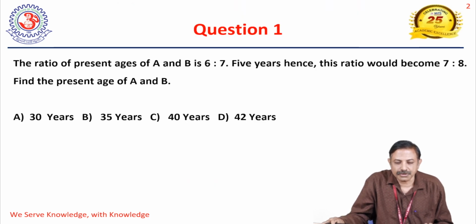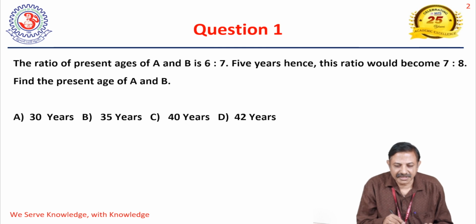So let us see the first question on the screen. I'll read the question once. The ratio of ages of A and B is 6 is to 7. 5 years hence, this ratio will become 7 is to 8. Find the ages of A and B. Generally, we get two equations, one with the first ratio, second one with the second ratio, and we have to solve those two equations, which will take more than 1 minute.